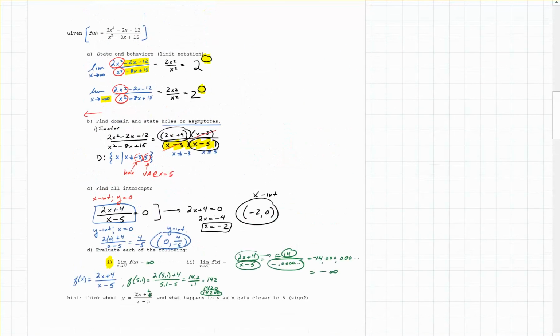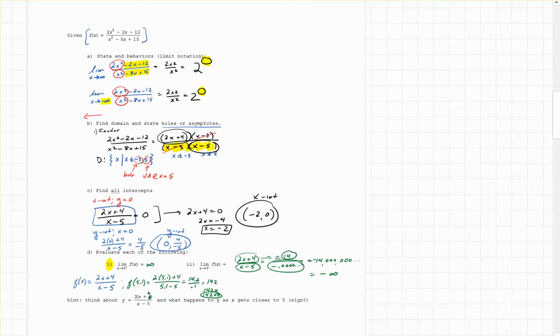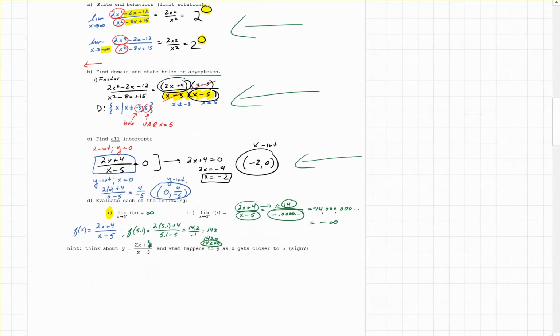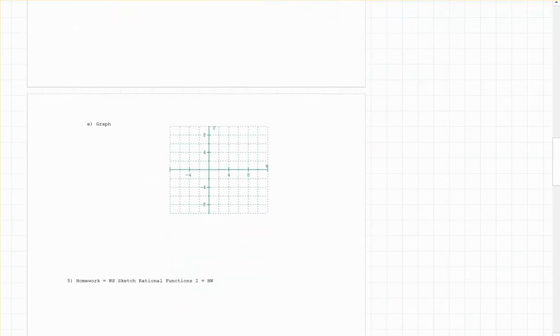So now we have done this piece by piece and found a bunch of things. We found end behavior here. We found holes and asymptotes, intercepts right there. And we found what happens as you approach 5 from the left and right. So now let's put it all together in this graph.